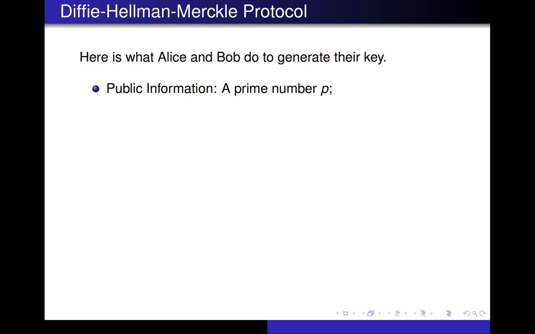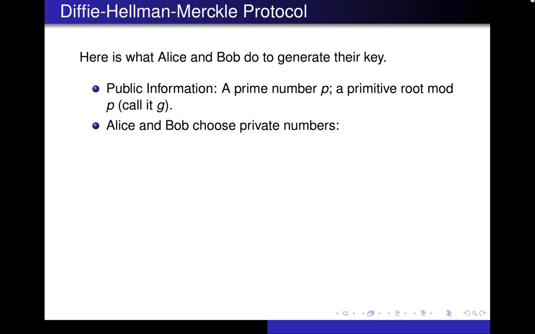So the prime number P they're going to use for their mod, and also a primitive root mod P, and as before, we're just going to call that G. So that's the only public information that they're going to share with the world, or at least with the eavesdroppers, when they make communications.